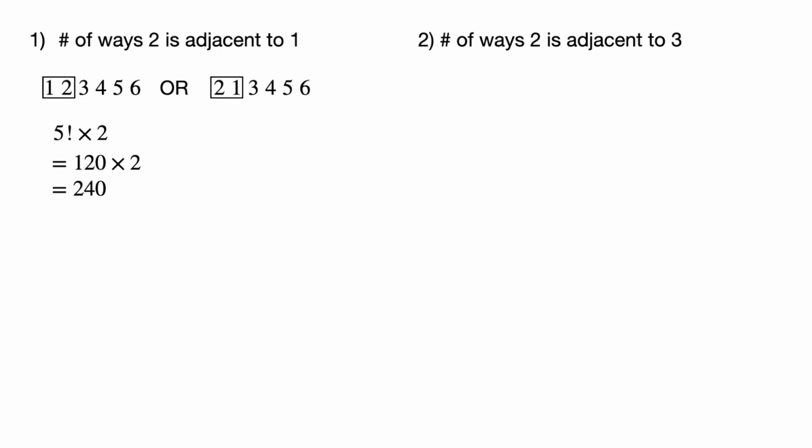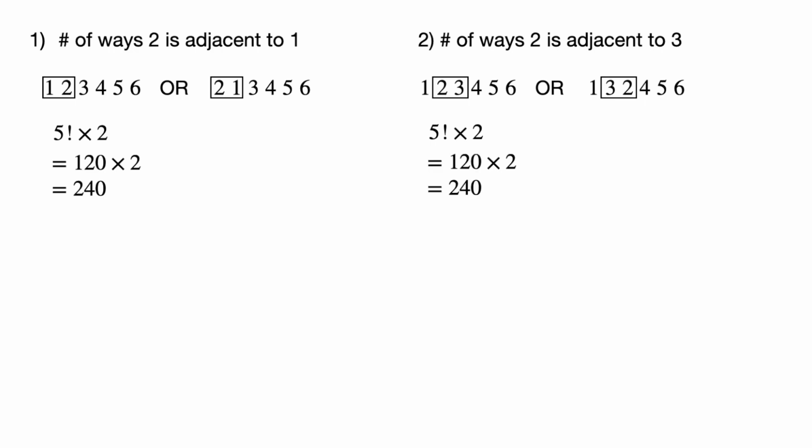For the second thing, which is finding the number of ways 2 is adjacent to 3, it's almost the exact same as the first one. We group 2 and 3 together as one object, get 5 factorial as the number of ways to arrange these 5 objects, and multiply by 2 since we know 2 and 3 can swap places. Like the first, we get 240 ways.